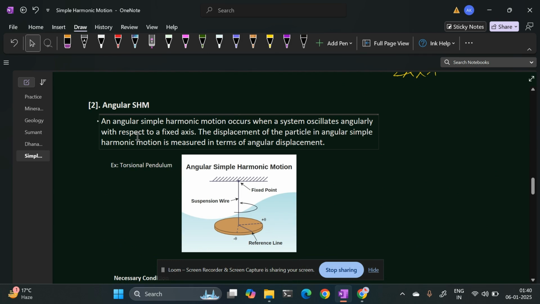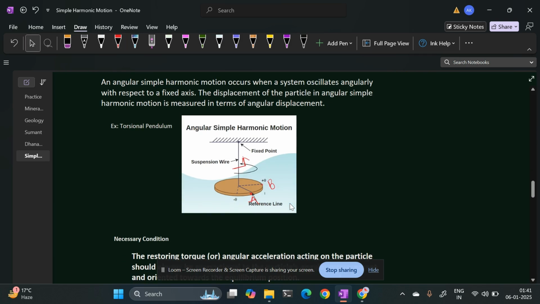Now we'll see the angular SHM. So what is angular SHM? We see from this figure a disc hanging from a wire. If we twist the wire a little bit in this direction, and suppose here is a particle A, after twisting this wire, this particle reaches B. When we release the twist of the wire, it performs the angular SHM. This particle moves from B to A or A to B. So there is angular displacement with time.